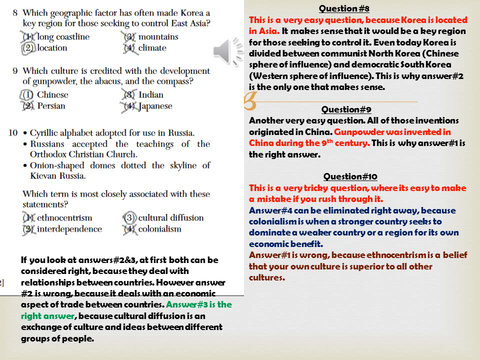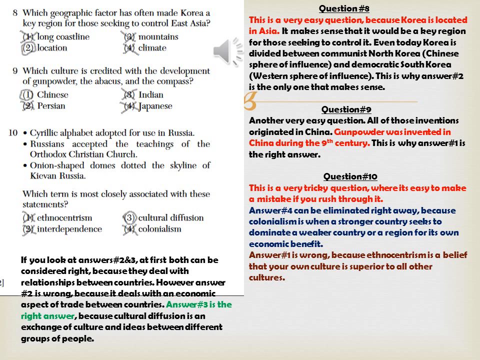For example, gunpowder was invented in China during the 9th century. So, China. When you see gunpowder on the Regents, and if you're asked about where it was invented, right away, think China. Gunpowder, China. Which is why number 1 is the right answer. Easy? Easy.